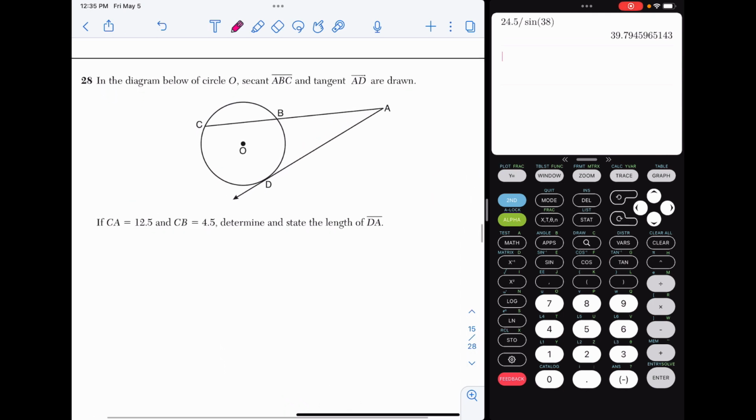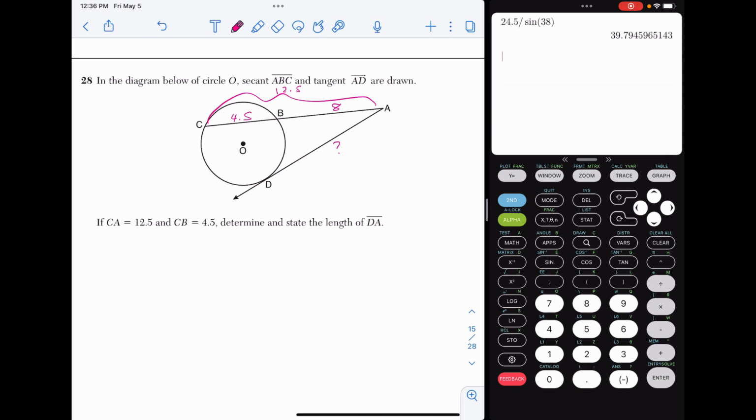In the diagram below of circle O, secant ABC and tangent AD are drawn. CA is 12.5, so I'm labeling as I read here. CB is 4.5. Well, that must mean this is 8 over here, right? If the whole thing is 12.5. Determine and state the length of DA.